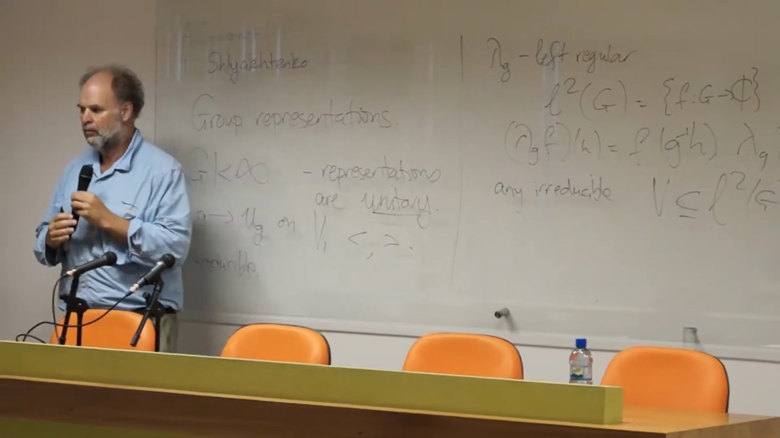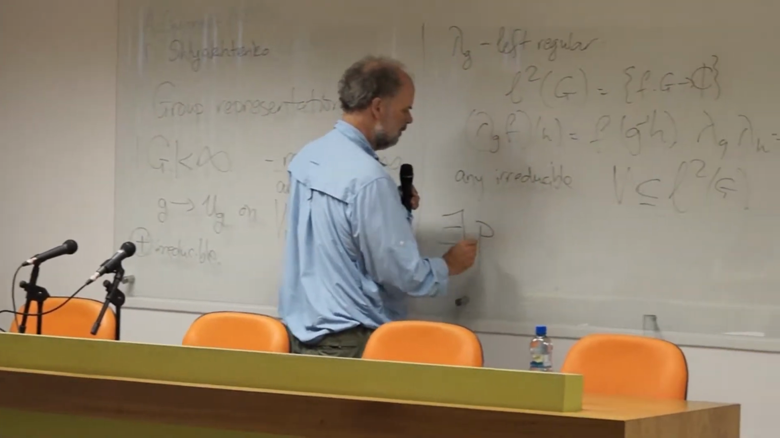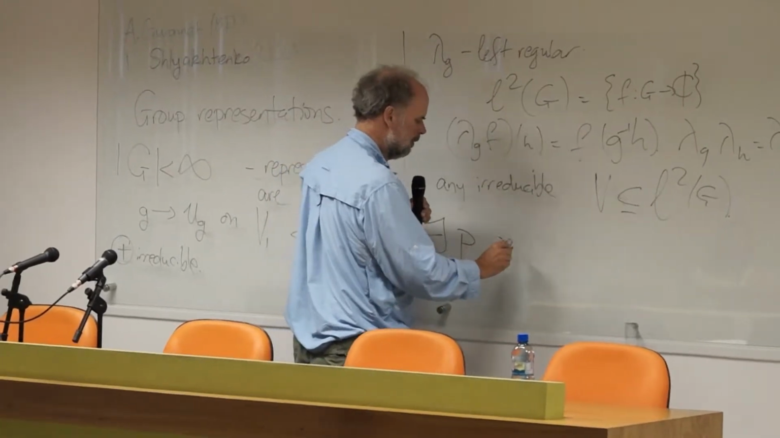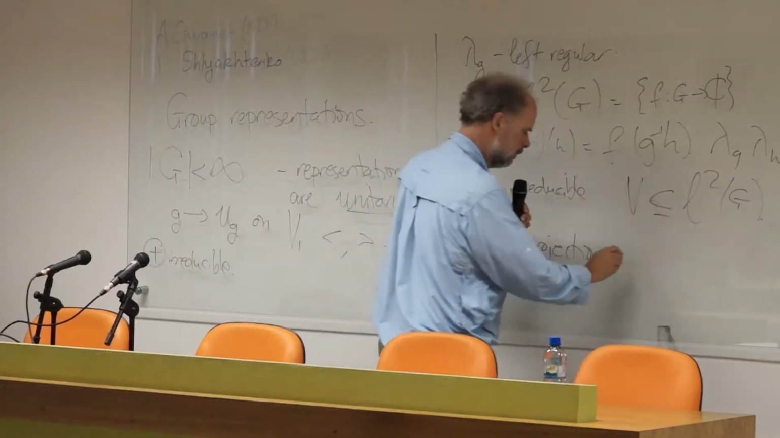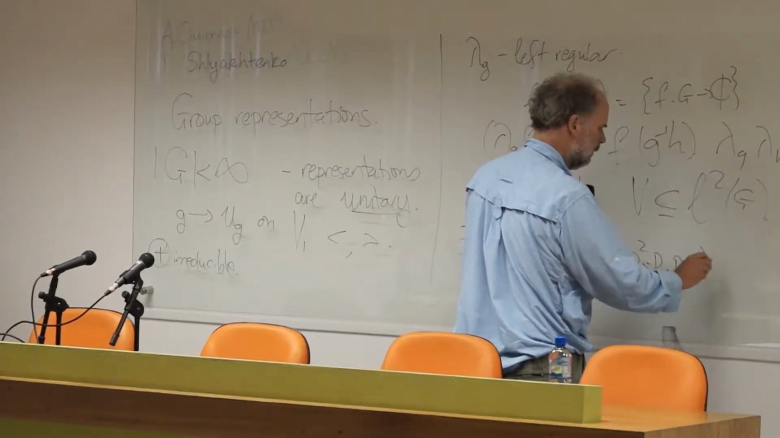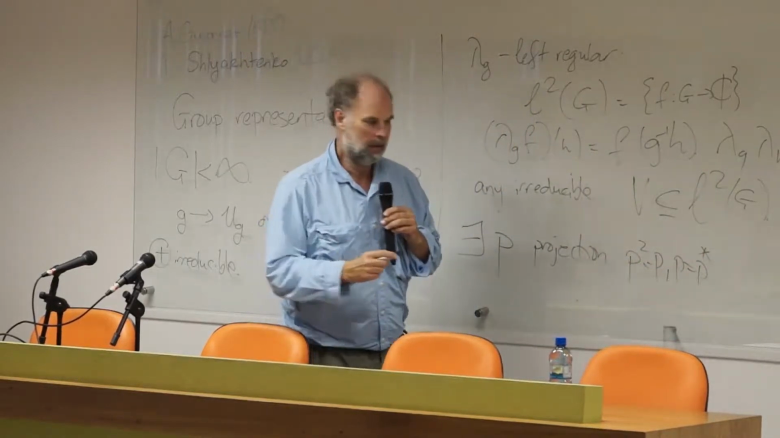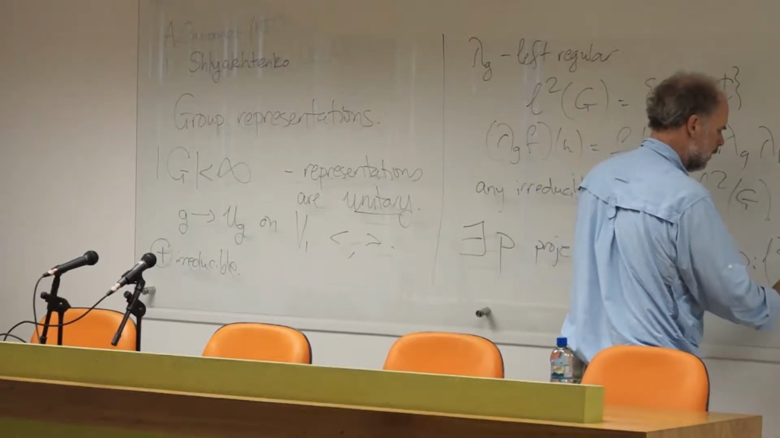Okay, so if you were a computer and you wanted to look for them, then you have a place to start. You can just start looking in the representations. And another way of saying this is that there is a projection P. I'm going to be talking a lot about projections. So projection means P squared equals P, and P equals P star, a self-adjoint idempotent, and it takes L2 of G onto V.